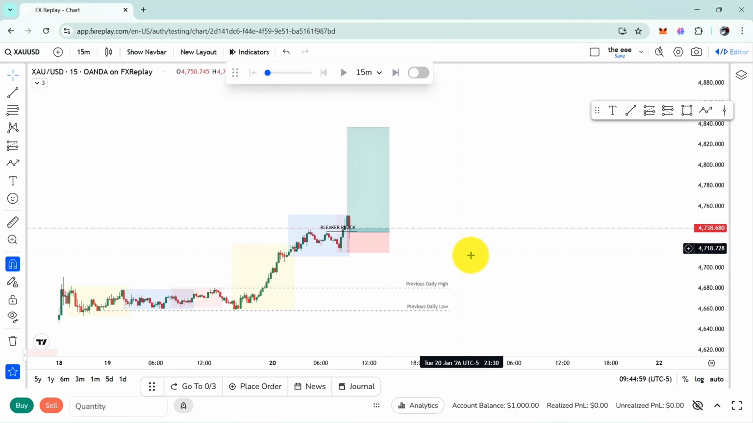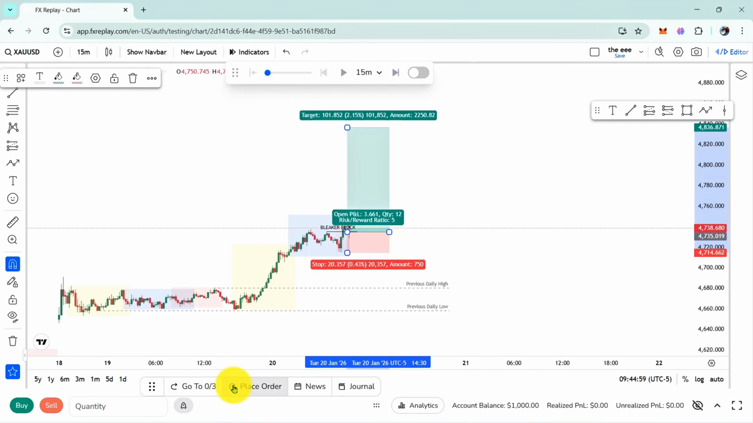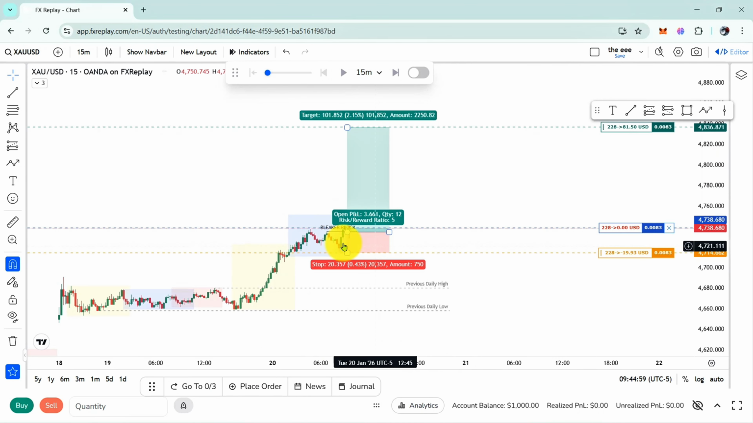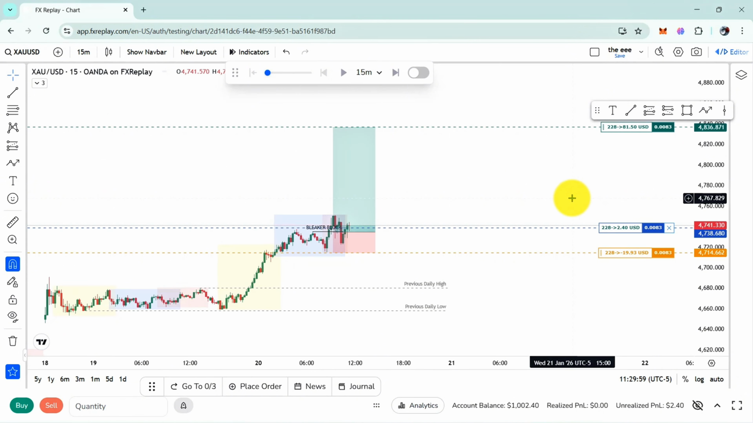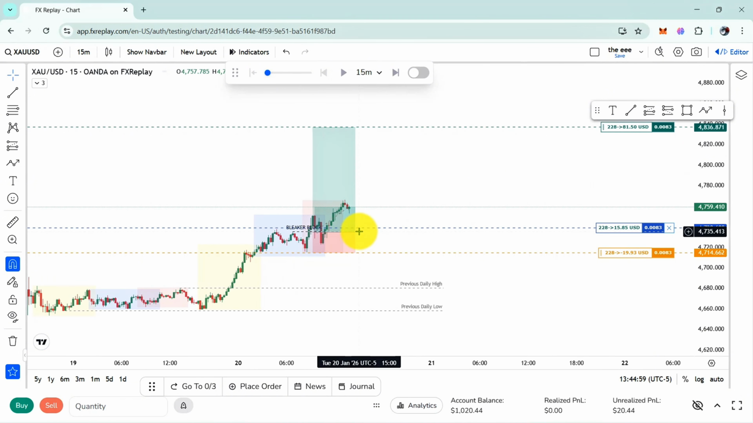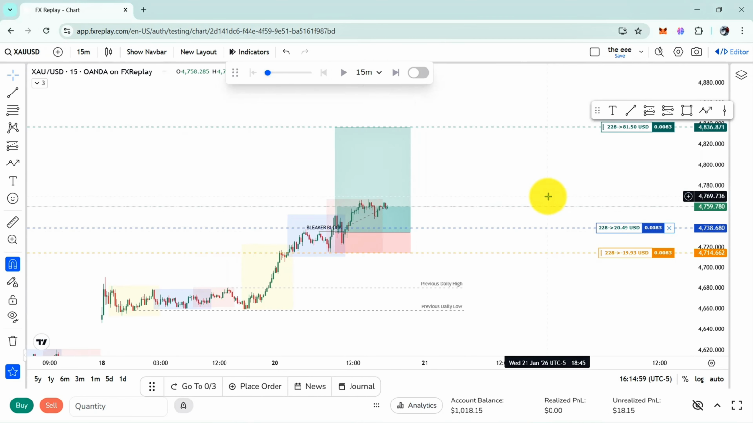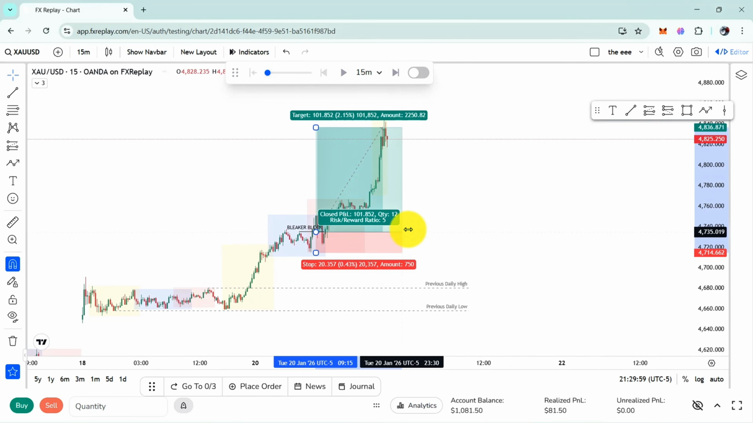So since all our confluence are with us, we can just go ahead and place a trade. Let's risk 2%, and at market we're already late for the party. They are already about to test it. So let's see how far they can actually go. All right, so they actually delivered the full TP for us. They gave us the full TP.